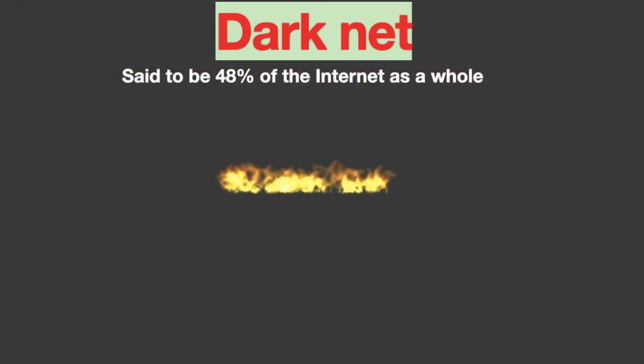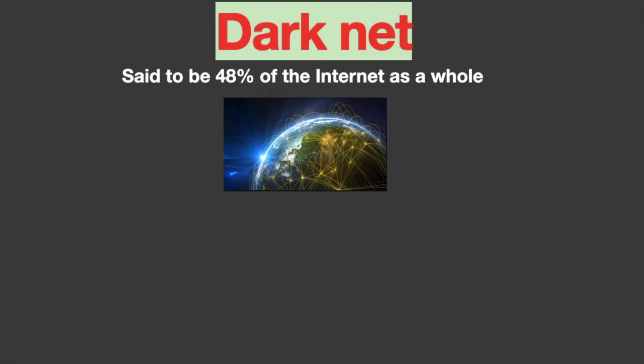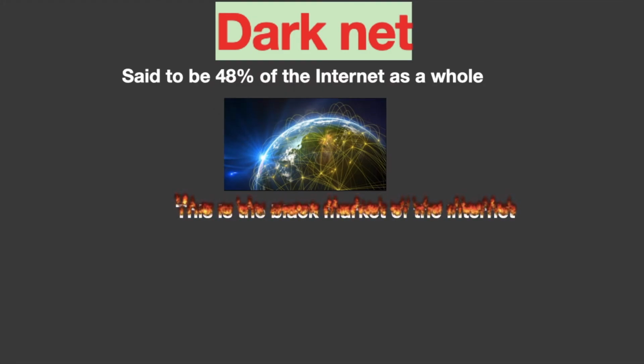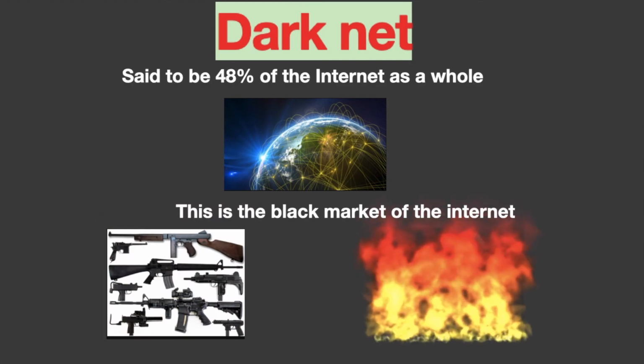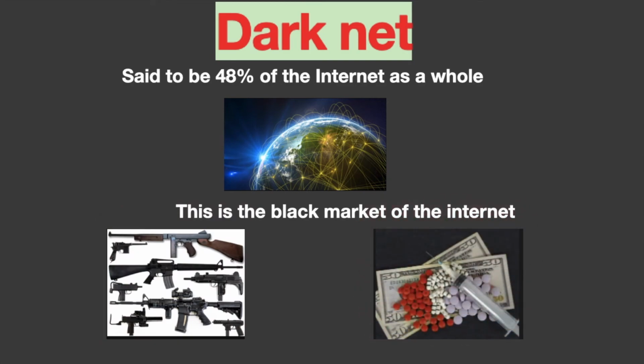Then we get the dark net. The dark net is said to be 48% of the internet as a whole. The dark net is the black market of the internet. This is where guns are sold, drugs are sold, money is laundered, all of those bad things that people say about the internet. This is where it happens. It happens on the dark net.